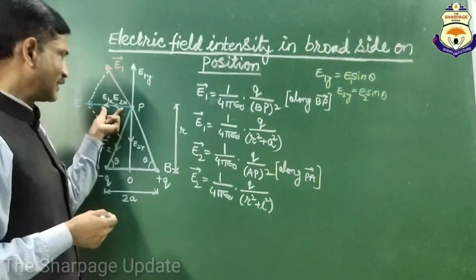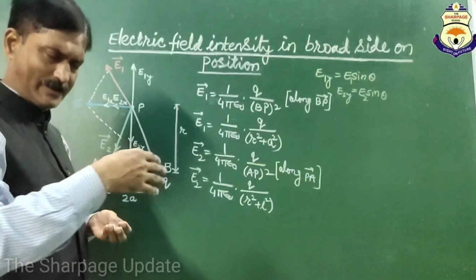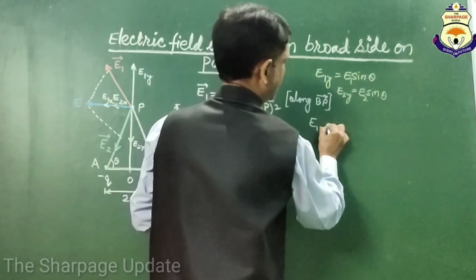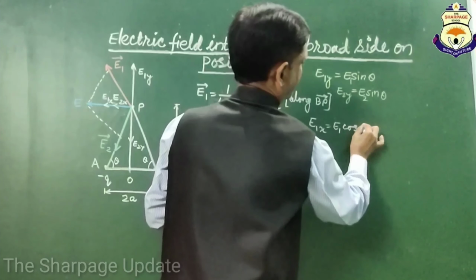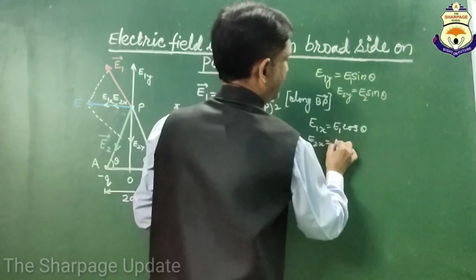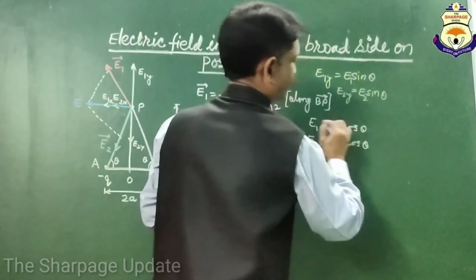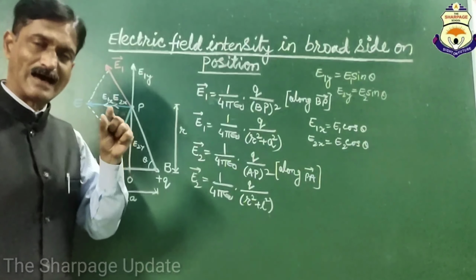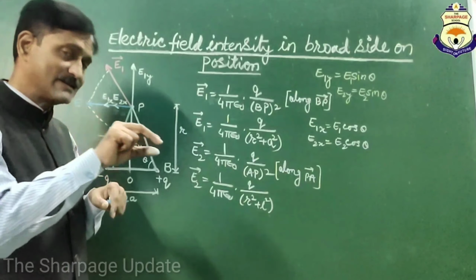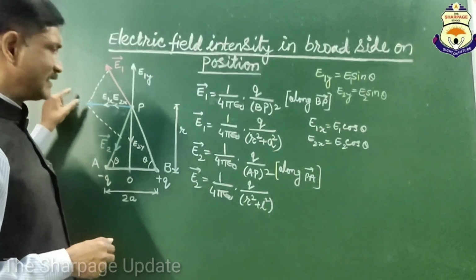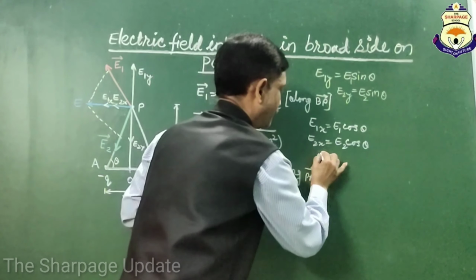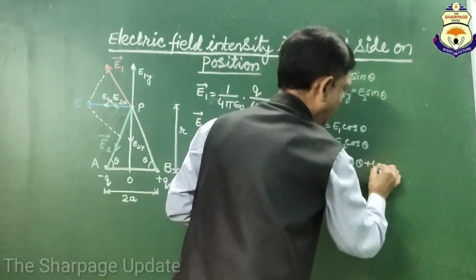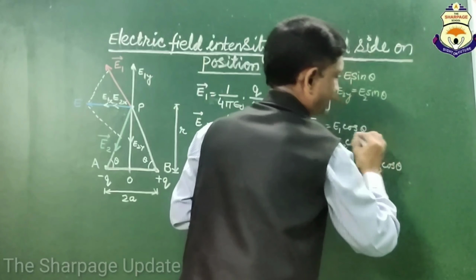But here the horizontal components are acting in the same direction, in the same line, and the horizontal components are E1x equal to E1 cos theta and E2x equal to E2 cos theta. If the directions of both E1x and E2x are the same and they are acting in the same line, then the resultant field intensity E equals E1 cos theta plus E2 cos theta.